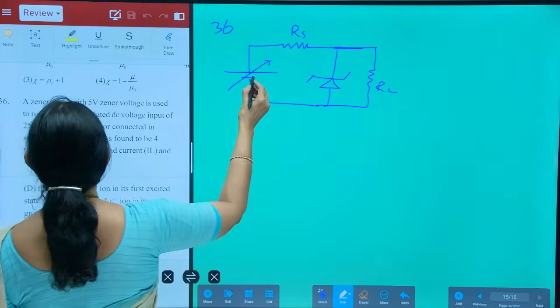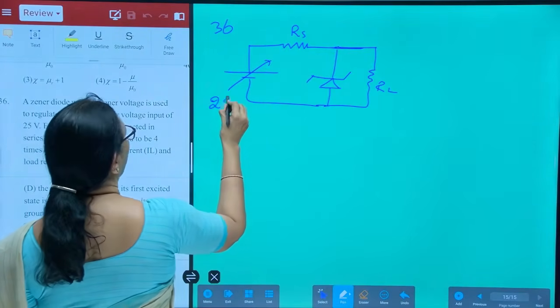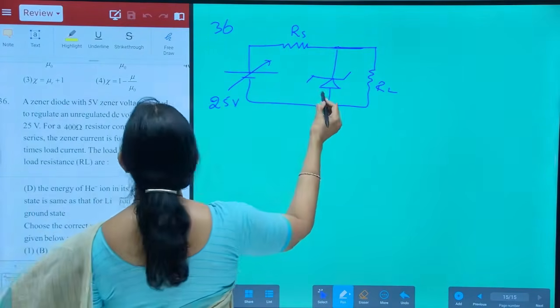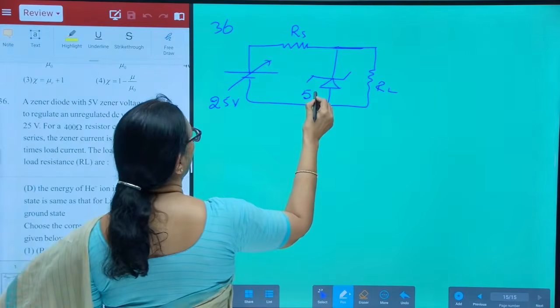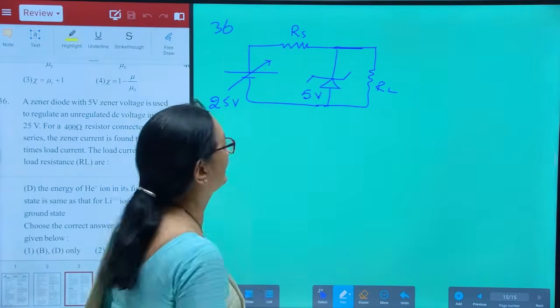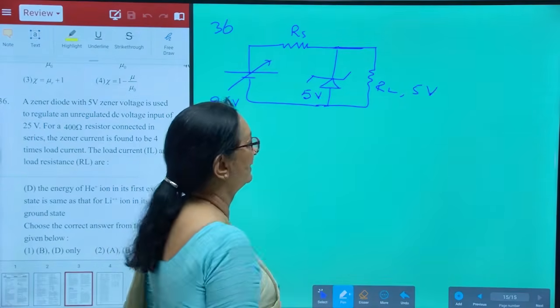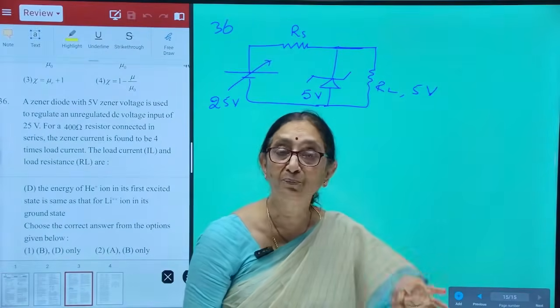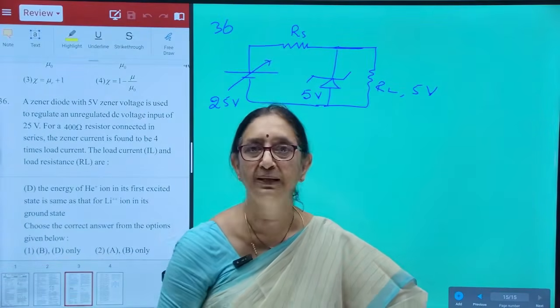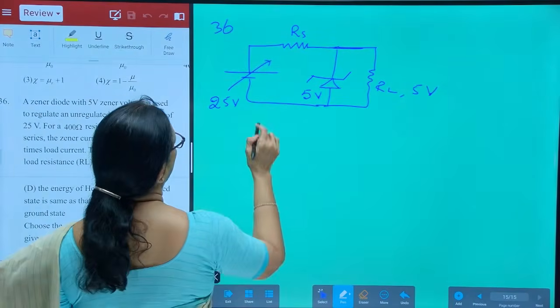In this particular case, the input voltage is given as 25 volts and the Zener voltage is given as 5 volts. If we use a 5 volt Zener diode, it's understood that the regulated output across the load resistance will be 5 volts, right? Now, look here very carefully.